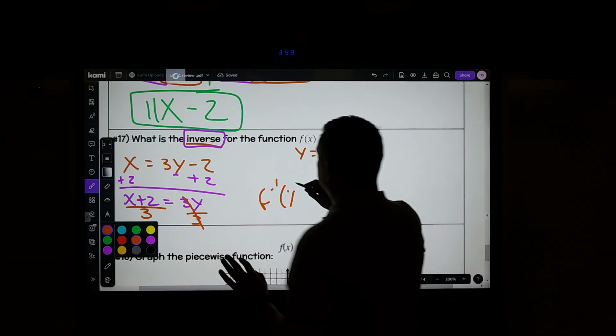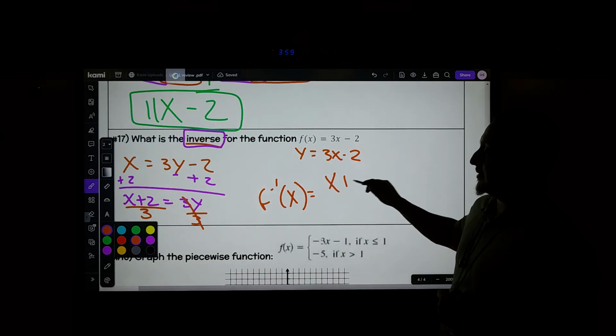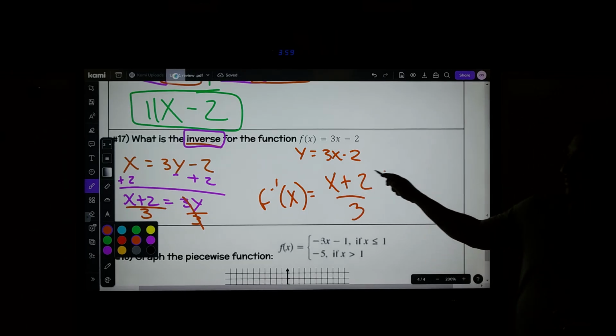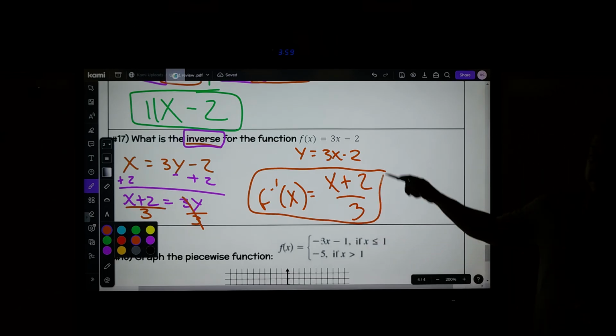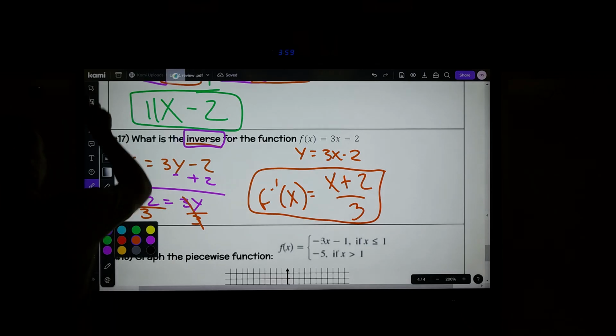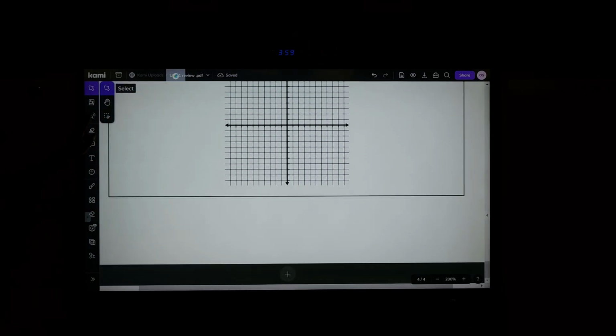The official symbol for inverse is that. But there's nothing you can do with that. So it just stays like that.